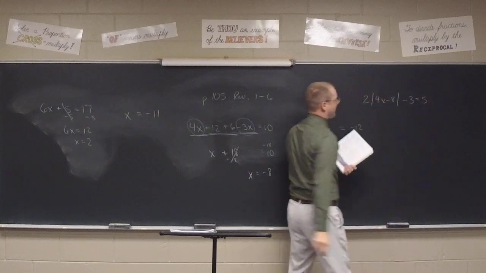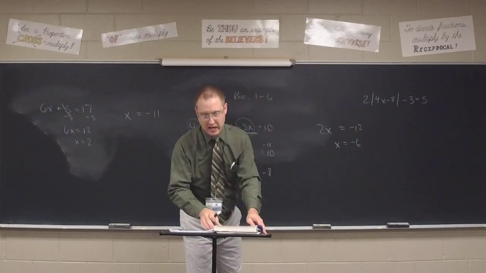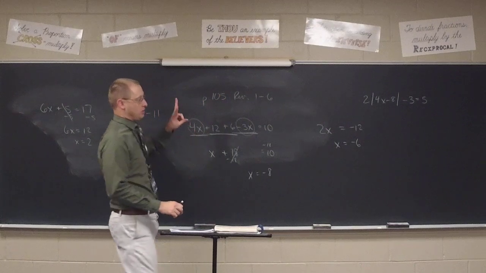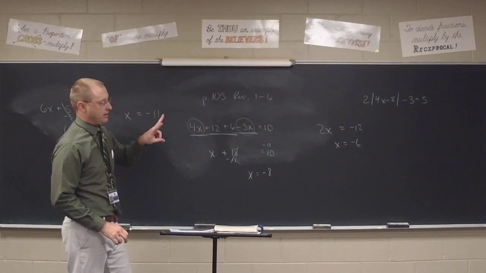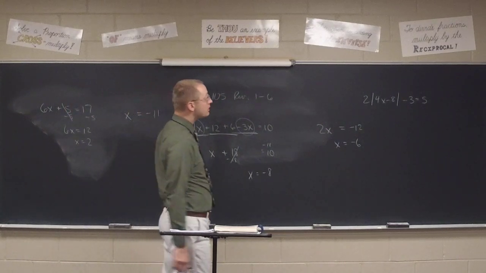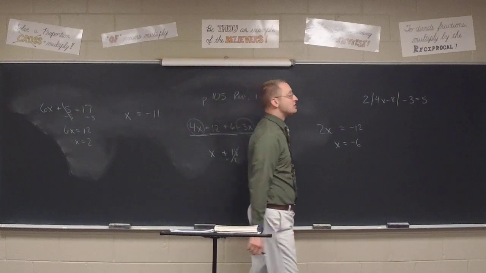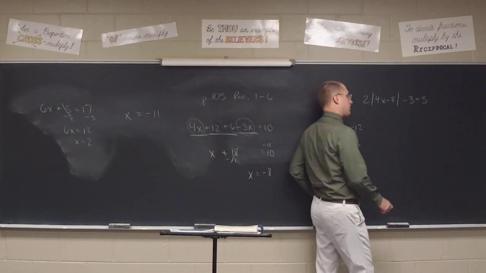Number 5, I've got 2 times the absolute value of 4x -8 minus 3 equal to 5. And the first thing we've got to do is isolate the absolute value. Two numbers are with the absolute value. What are they, class? -3 and 2. The 2 and the -3, but the least attached is the negative. So let's get rid of that first.